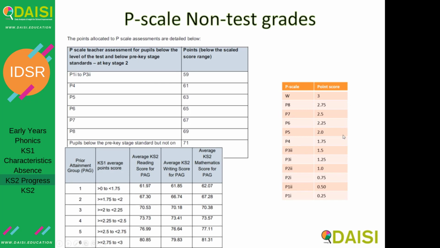That would make a scaled score of 1.75. And let's say they've advanced to a P8 over those 4 years. So they're now at a 69 level. So 69 scaled score. Let's have a look at where 1.75 would be. They would be in prior attainment group 2.